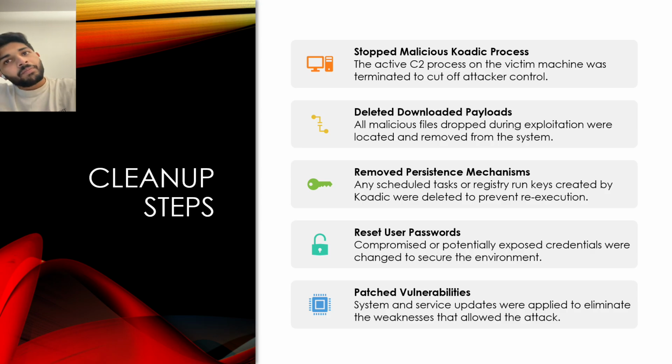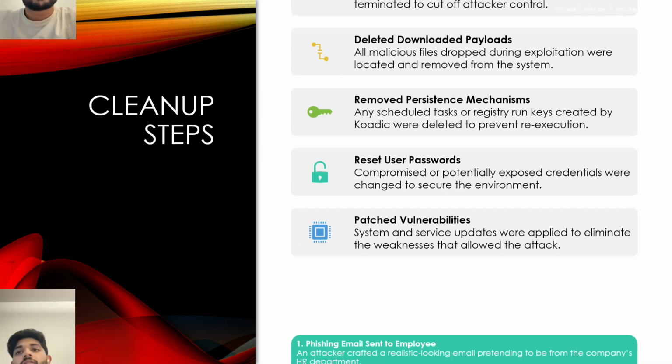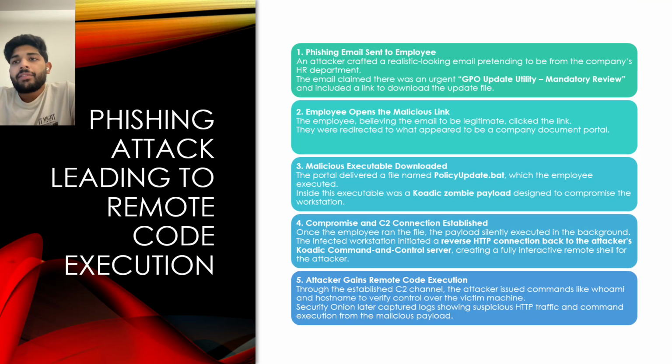Cleanup steps. To remedy the attack, we followed these steps: terminated Quadic sessions and isolated the victim's host, deleted the malicious bat file and any artifacts, restored system policies to remove the attacker's persistence, updated endpoint security rules to block similar payloads, and implemented user awareness training to reduce phishing success rates. This ensures the system is clean and prevents reinfection.